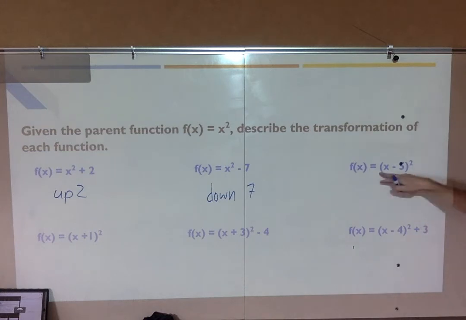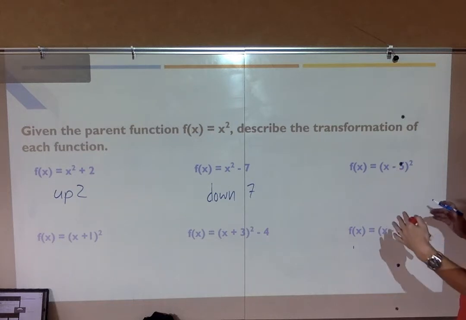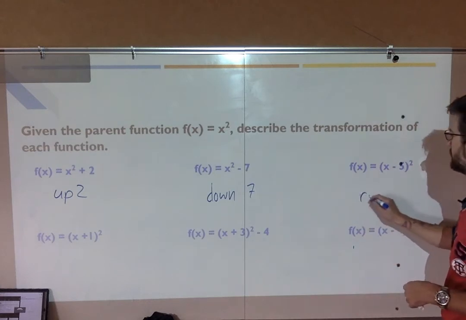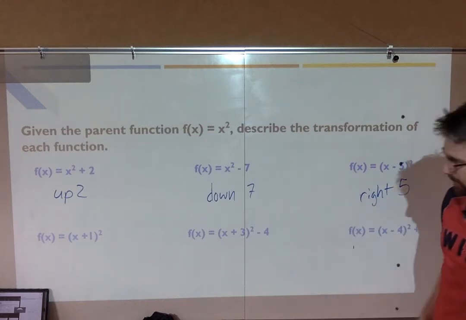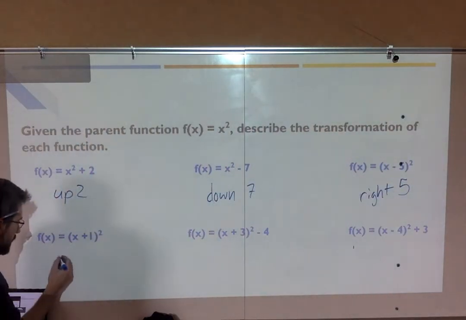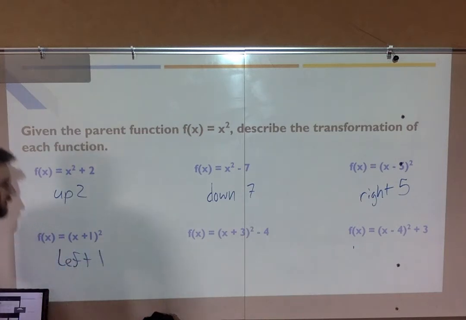Now we've got our first horizontal homie. It's inside of the parentheses. It's a -5 inside. The horizontal homies kind of do the opposite. So a -5 isn't going to move to the left. It's going to move it to the right. Down here, +1 inside the parentheses, another horizontal homie. That is going to move to the left 1.